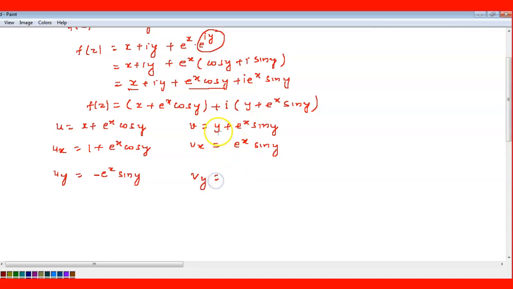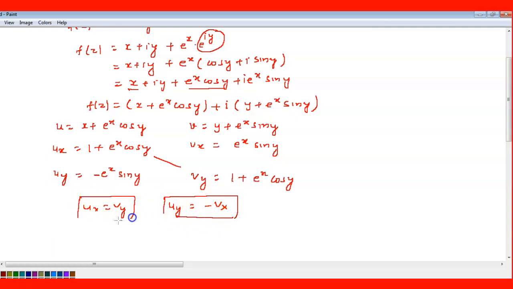And v of y differentiation, so this y becomes 1 and this is e power x as it is, and sin y becomes cos y. Any doubt till here? You can see here u of x is the same as v of y, and u of y is minus v of x. Getting here? So both are the same, so f of z is said to be analytic.